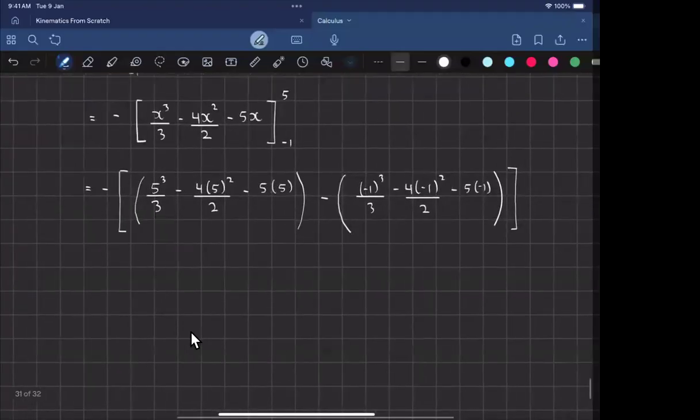And you'll get negative 36 when all is said and done. So that's why we have the negative sign on the outside waiting. Negative times negative 36 is 36. So the answer is 36 units squared.